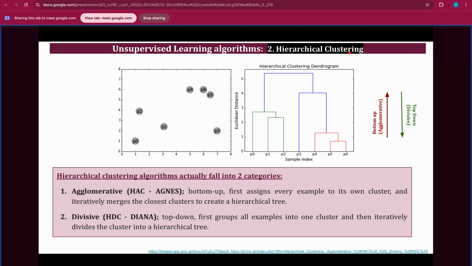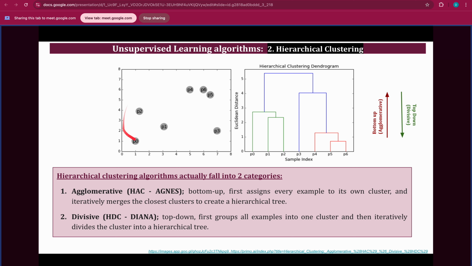Okay, then let's talk about hierarchical clustering. In hierarchical clustering, as we have discussed, you can go for agglomerative clustering, or top down, which is known as divisive clustering. So now let's talk about bottom up, or agglomerative, clustering first.